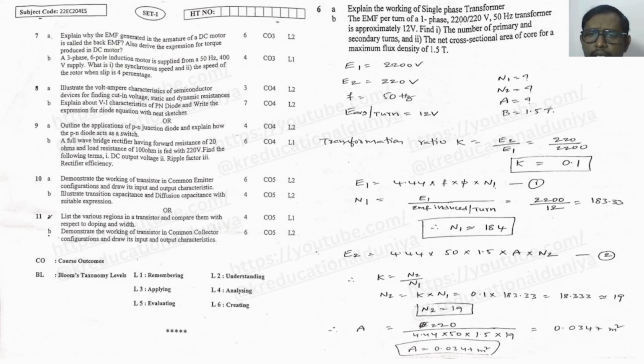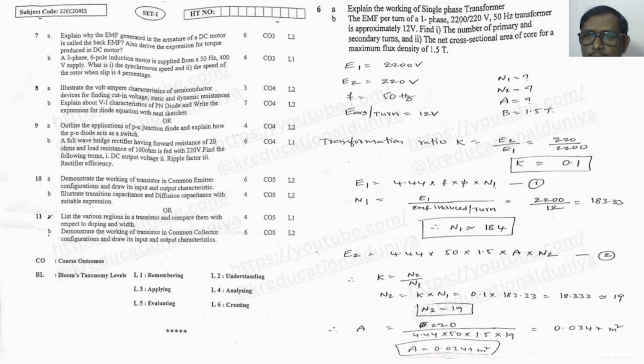Next, E2 equal to 4.44 into 50, that is the frequency, into the phi value. The phi value they have given is 1.5. Why is the phi value 1.5?